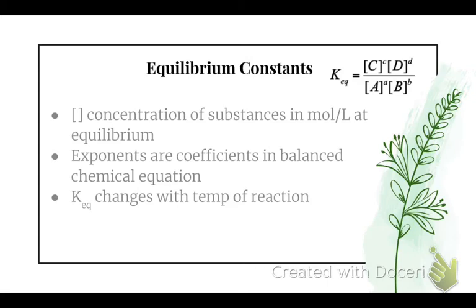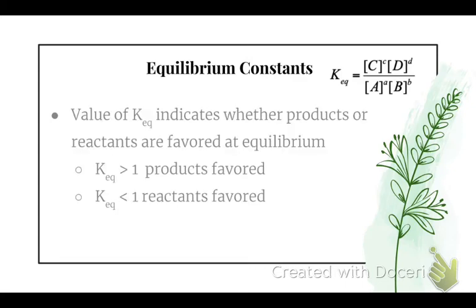The problem will always tell you what temperature the reaction was done at, because if I change the temperature, KEQ is going to change. So a scientist needs to know what temperature that reaction took place at, and they will record that in every data entry that they write. And just a quick review, the value of KEQ indicates whether products or reactants are favored. So if it's greater than 1, products are favored, less than 1, reactants are favored.